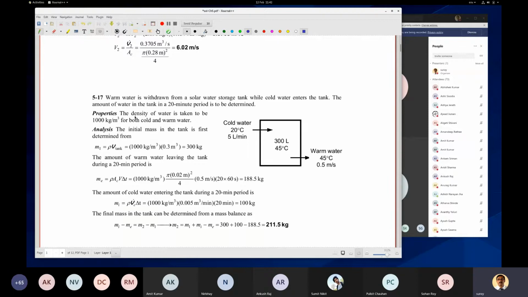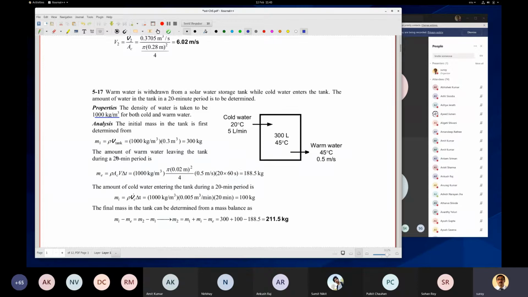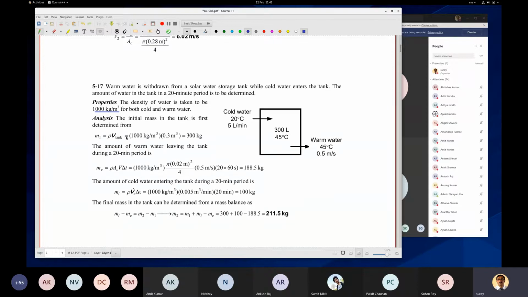So let us see. The properties are given: density of water, say 1000 kgs per meter cube, density of liquid water. As I told you, it will vary a little bit from 1000 kgs per meter cube depending on the pressure and temperature. But if you consider liquid to be incompressible, you can make this assumption. It has to be given. So then this is the mass inside the tank. Right? Mass inside the tank is always 300 kgs.